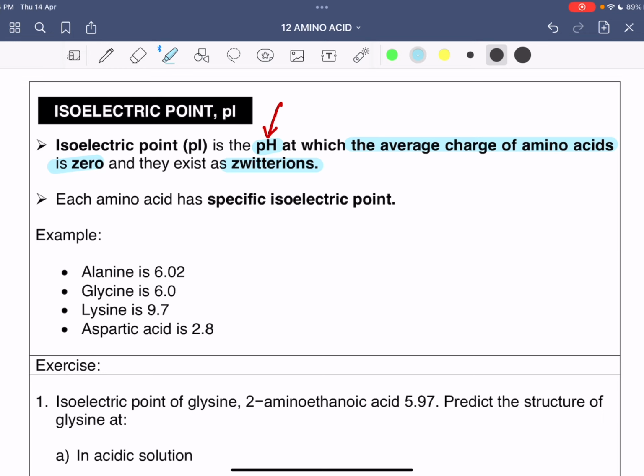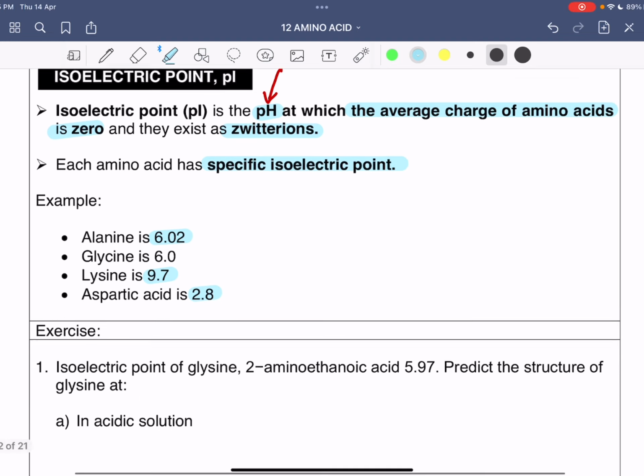Now, what is the students' mistake? They will always think that the isoelectric point is 7.0, which is the neutral one, right? You get used to that, but no, it does not necessarily have to be 7.0, because each amino acid has its own isoelectric point. For example, as you can see here, the pI for alanine is 6.02, for lysine is 9.7, for aspartic acid is 2.8.